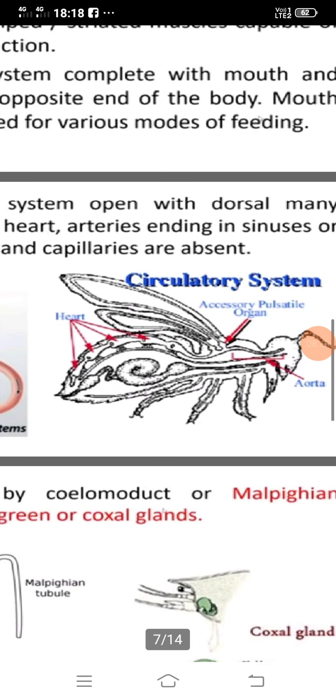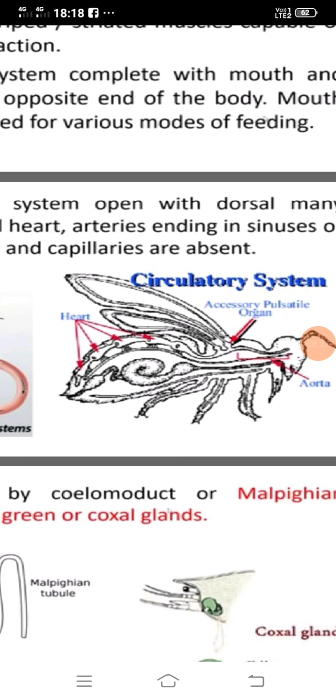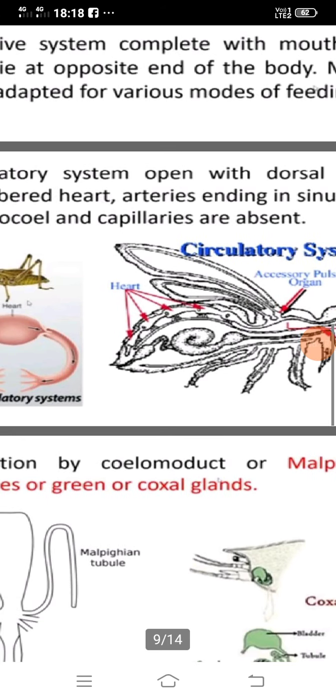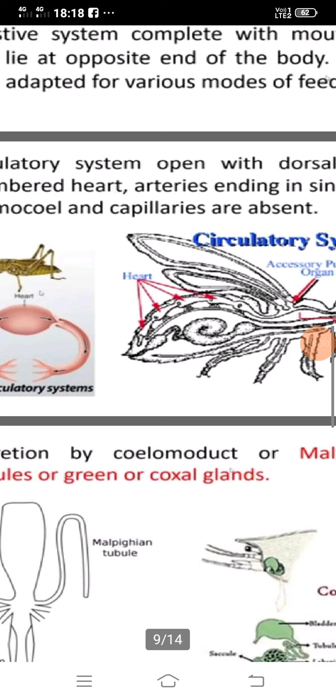So you can see in this diagram, this is one chambered heart, this is second, and then this is third chambered heart, this is fourth, and then this is fifth chambered heart. So it has a many chambered heart of the dorsal side. It is present on the dorsal side.